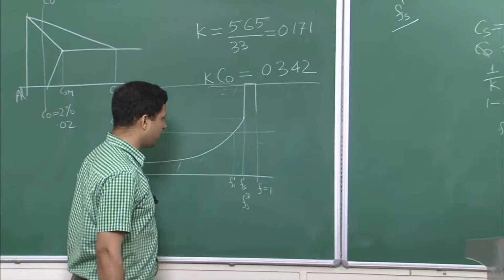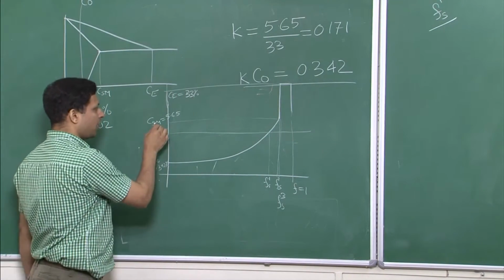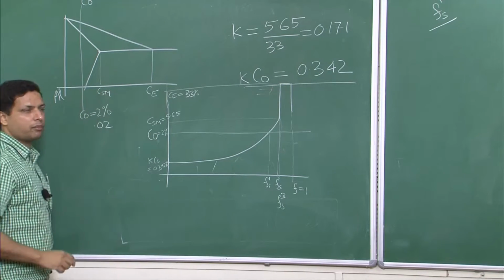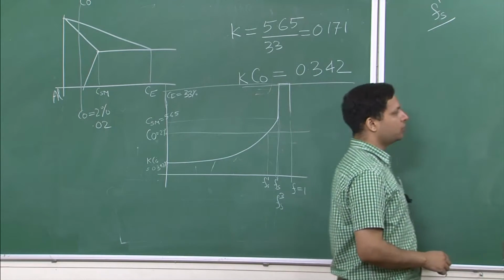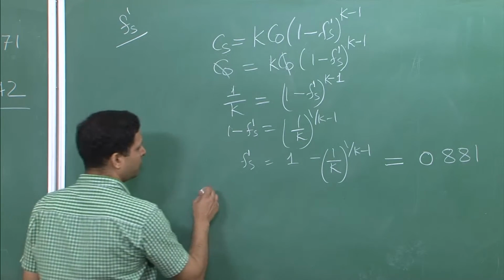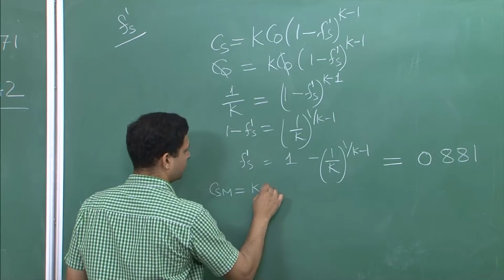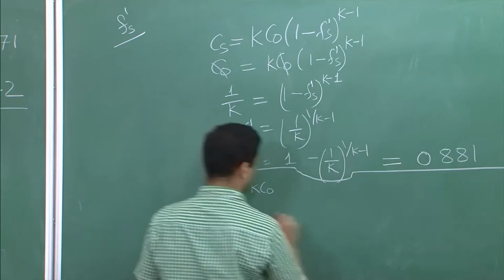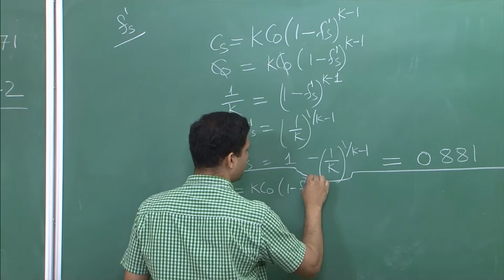Now next what we wanted is Fs2, the point where concentration reaches CSM. What is CSM? CSM is given as 5.65%. So we will use again the same equation. Now instead of Cs equal to C naught, we will put Cs equal to CSM, which is 5.65. So we will put like this. This is Fs2.